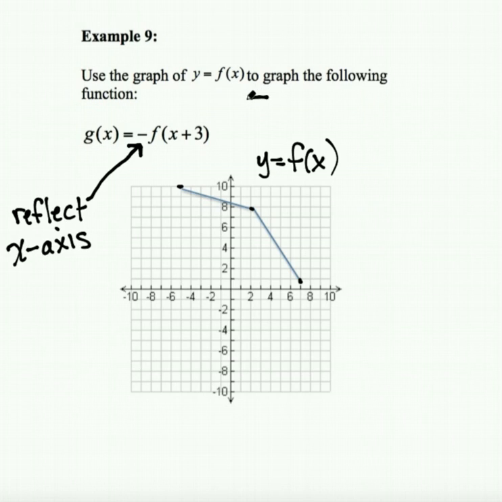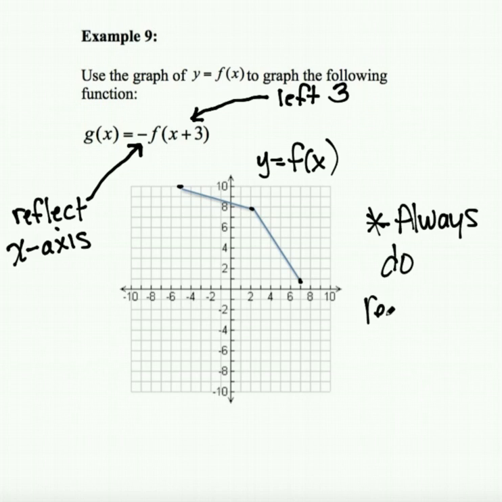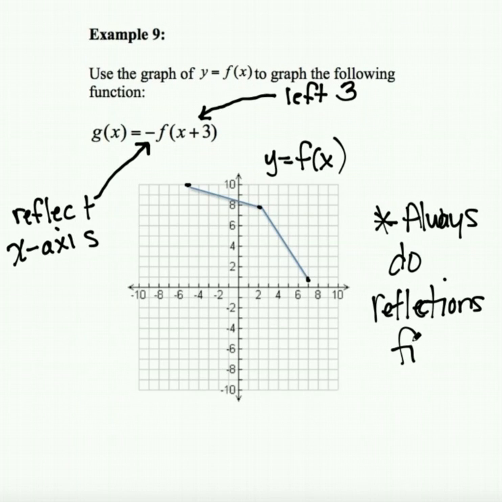All right, and then this plus 3 is located inside the function. So that means I'm going to take this function and shift it to the left 3. Now remember, always do reflections first. Make sure you make that note. So what I'm going to do is reflect this graph across the x-axis.